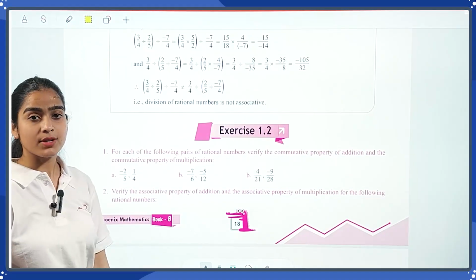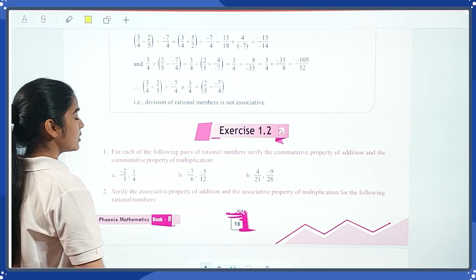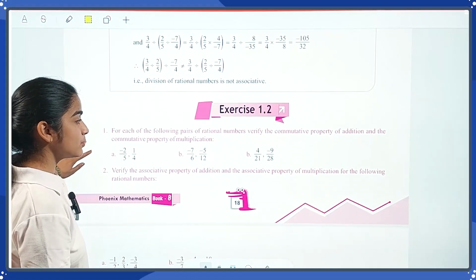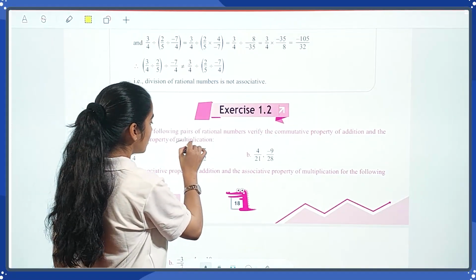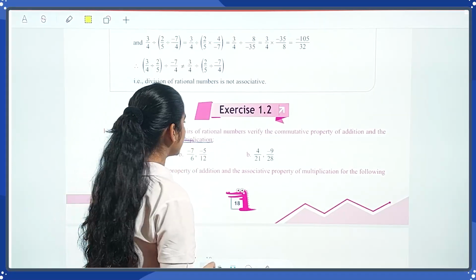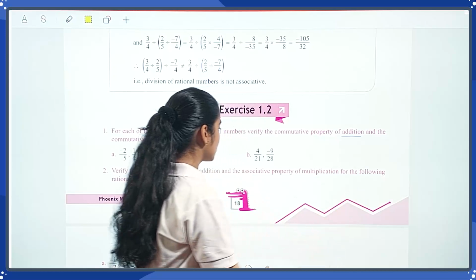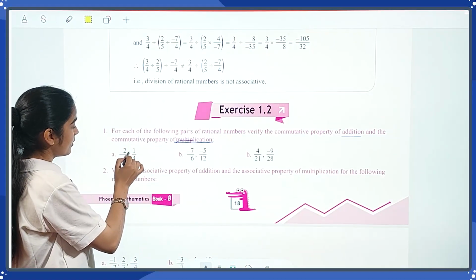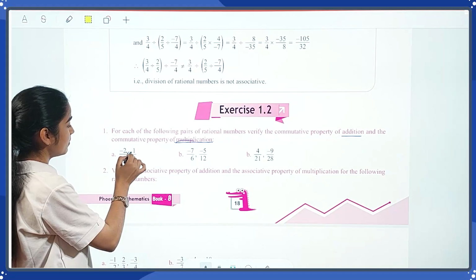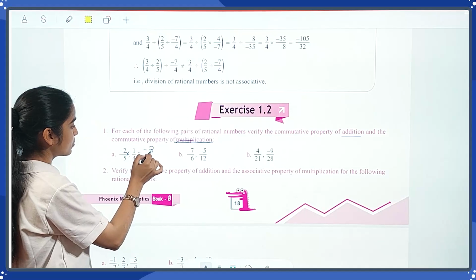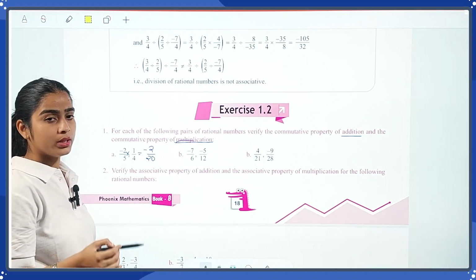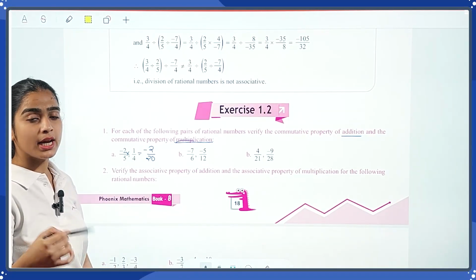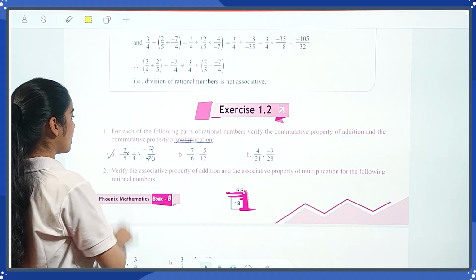Now we have exercise 1.2. For each of the following pairs of rational numbers, verify the commutative property of addition and the commutative property of multiplication. So what we have to find out is the commutative property of multiplication and addition. So minus 2 by 5, if we multiply it, minus 2 by 5 multiplied by 1 by 4 is minus 2 by 20. If this property applies over the multiplication, it means it applies for the addition as well. So both the properties apply over there.